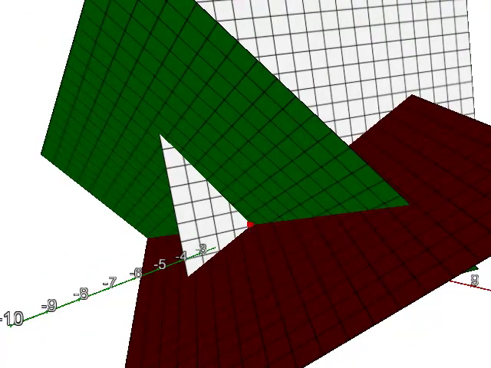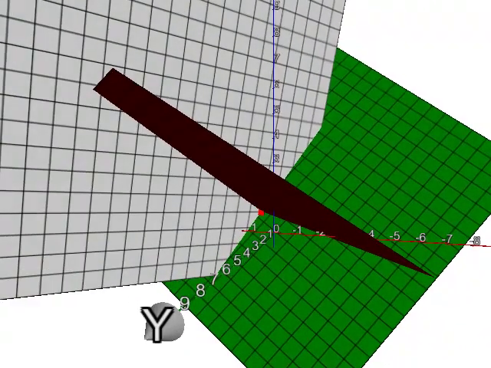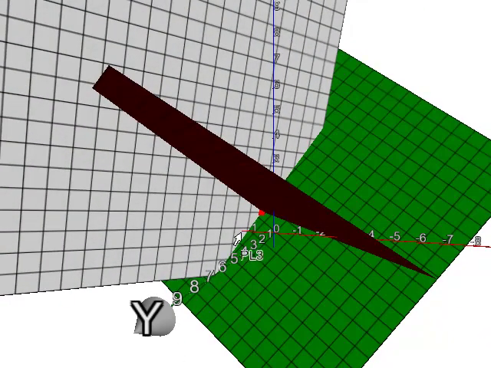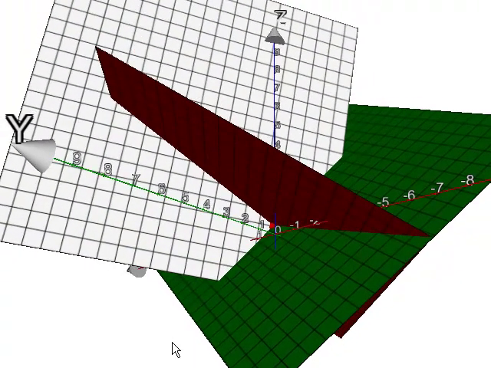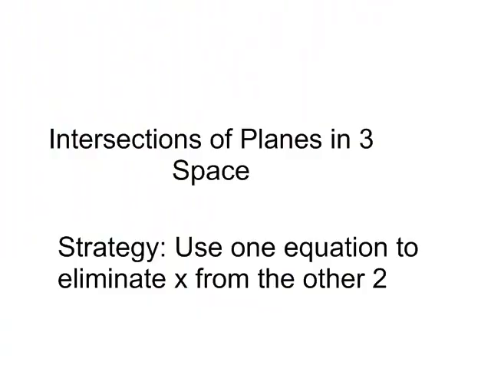When I solve this system of equations algebraically, what I should come up with is the x, y, and z coordinate that satisfies all 3 planes simultaneously. I'm going to do it by elimination. Our strategy is to use one equation to eliminate x from the other 2 equations, and that will give us a system of 2 equations and 2 unknowns. That's all we're really going to be doing.